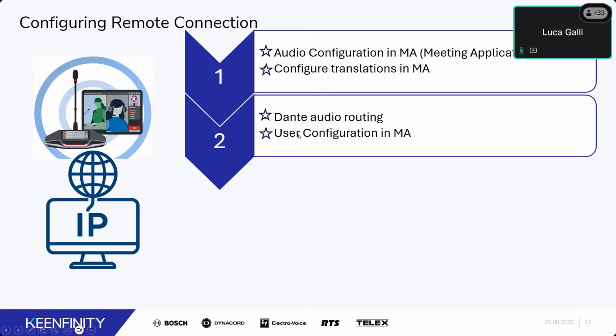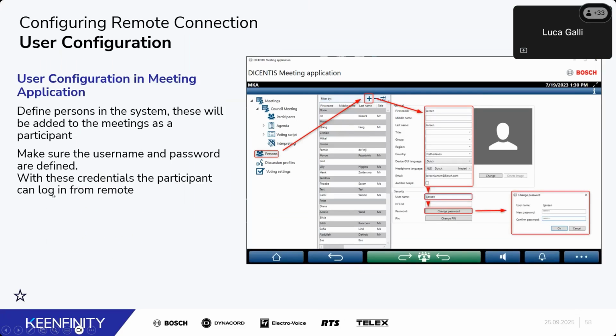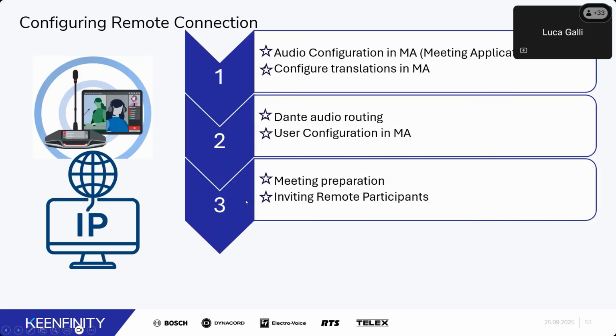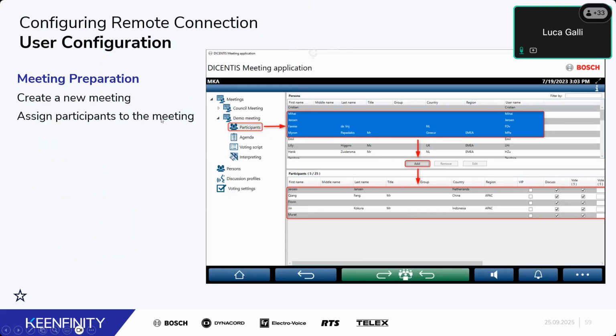Then you go here in the user configuration in the meeting application. So you can select persons and you can add all the persons' names. You can change the password to be assigned to get access to the hybrid. So also here it's something that you do in the meeting application, so you don't need to use other software. Then in the meeting preparation, you can add people to the agenda. So you can select the participants. So you have a list and you can add it.